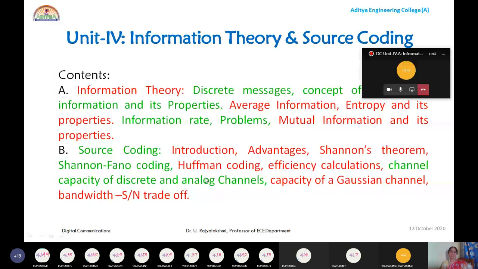The analog channel, the best example is the Gaussian channel. So the capacity of the Gaussian channel will also be evaluated. This capacity of the Gaussian channel is generally stated by Shannon-Hartley. It is defined by Shannon-Hartley, so it is called the Shannon-Hartley theorem. That we will prove in the case of the fourth chapter part B. And later we'll undergo the bandwidth-SNR trade-off by using the Shannon-Hartley theorem.